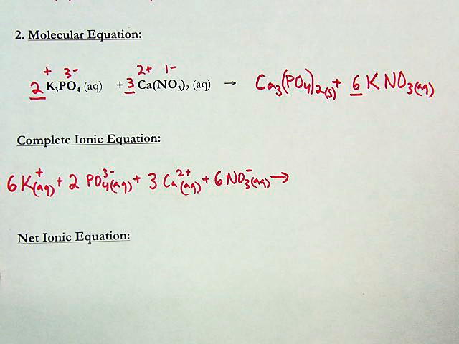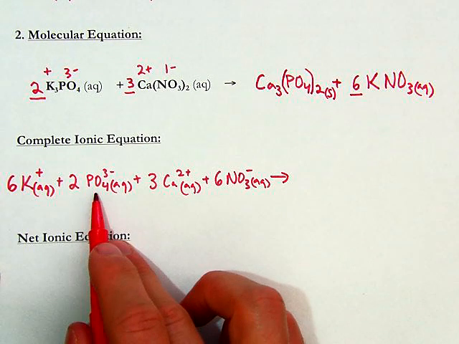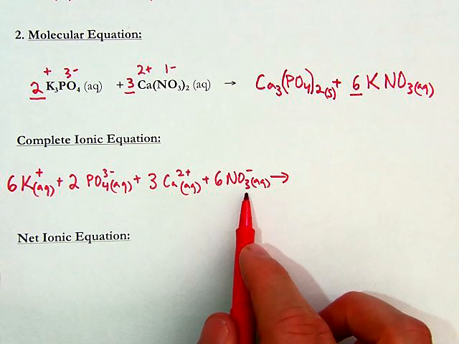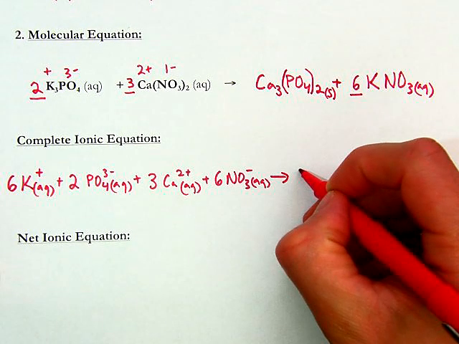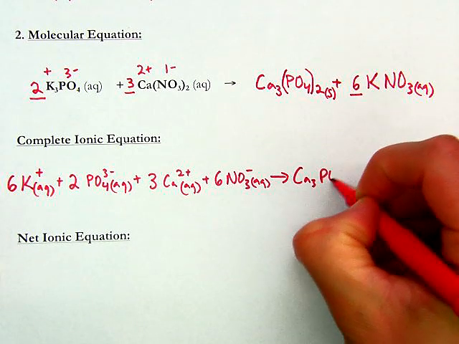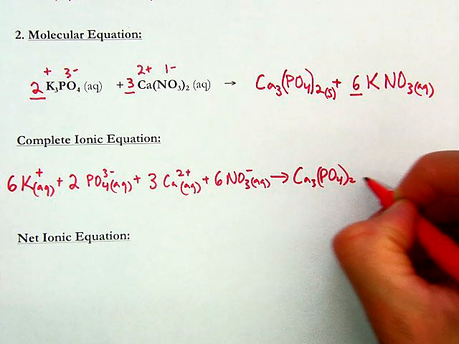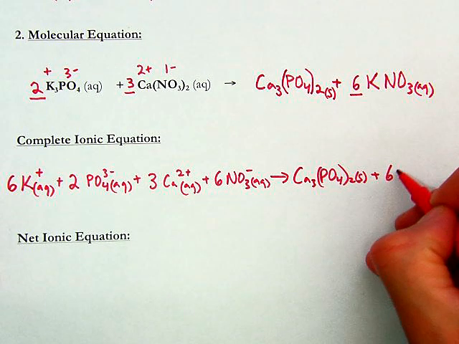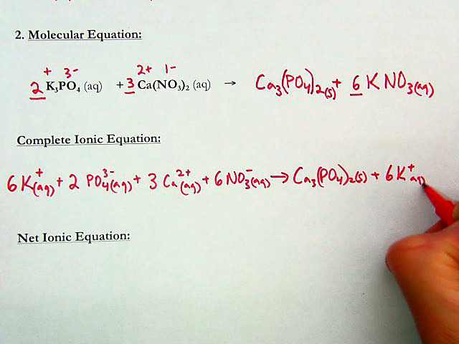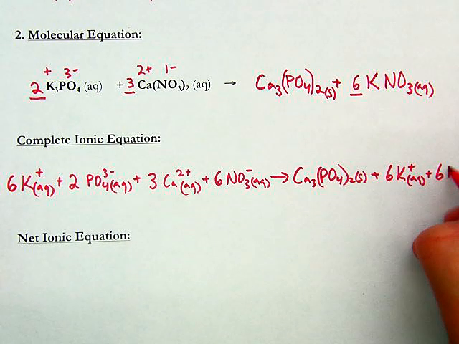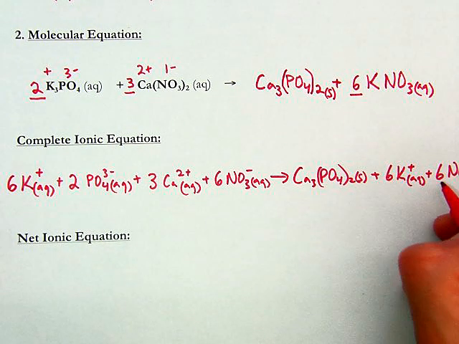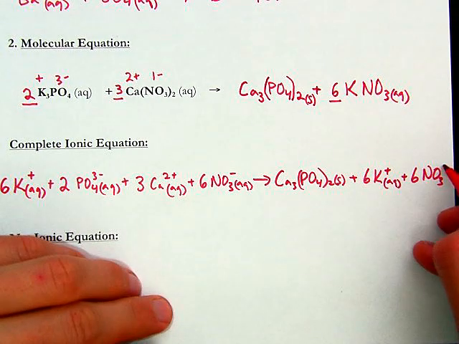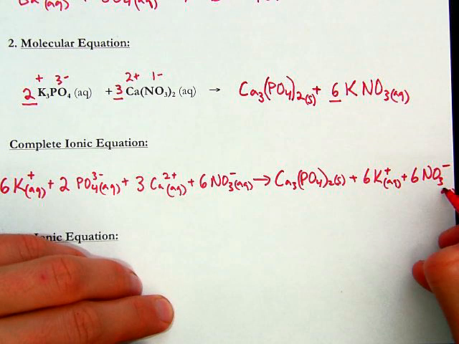So those are our reactants: 6 potassiums, 2 phosphates, 3 calciums, 6 nitrates. All of the charges are written, and all of the states are written. The solid does not get broken down, so I'm going to write Ca3(PO4)2, solid, plus 6 potassiums, which have a positive charge, and 6 nitrates. Sorry if I said that twice. 6 potassiums and 6 nitrates. This has a charge of negative, and this is also AQ.